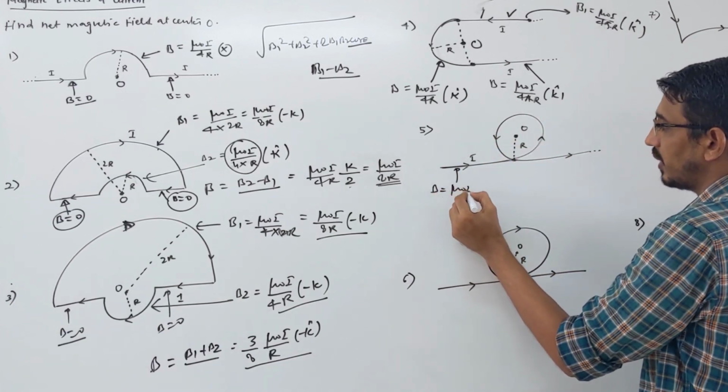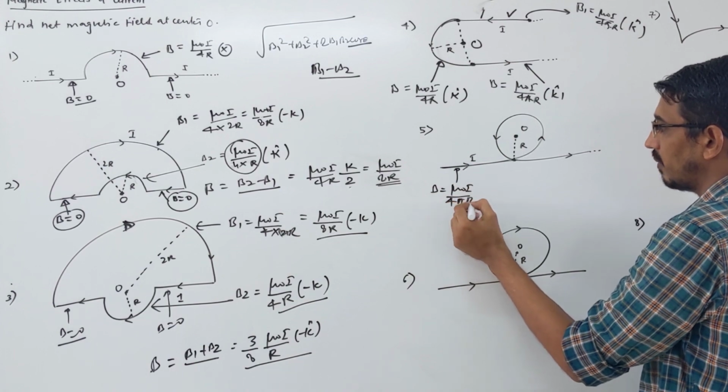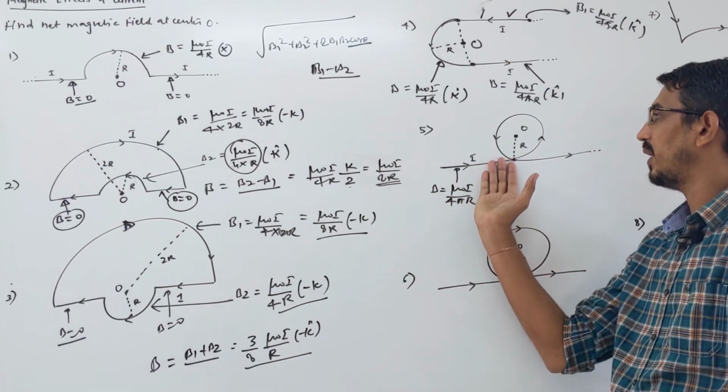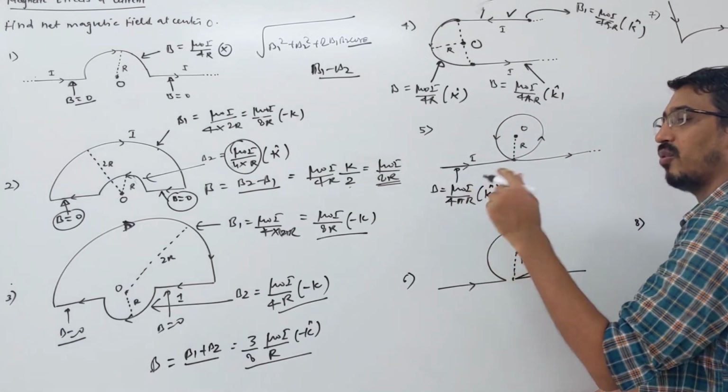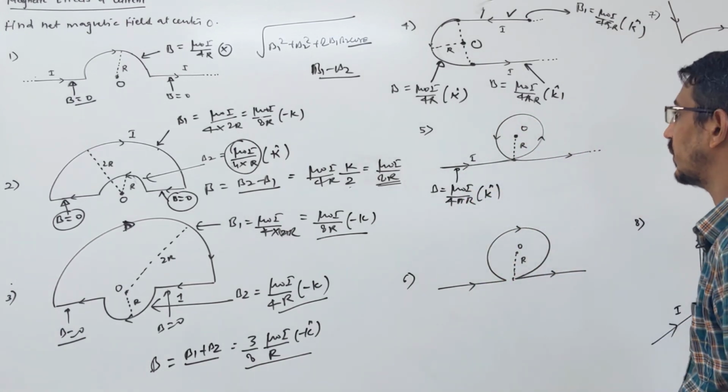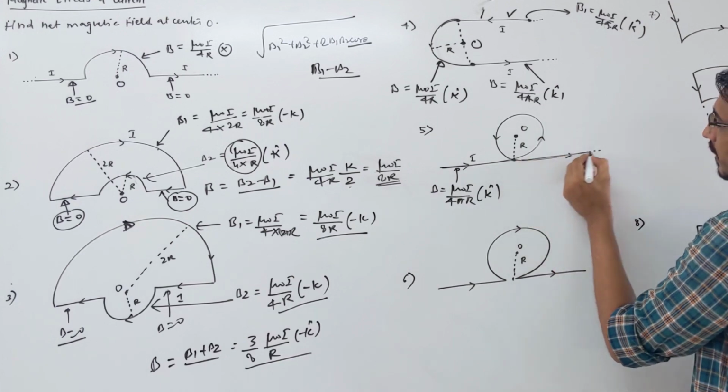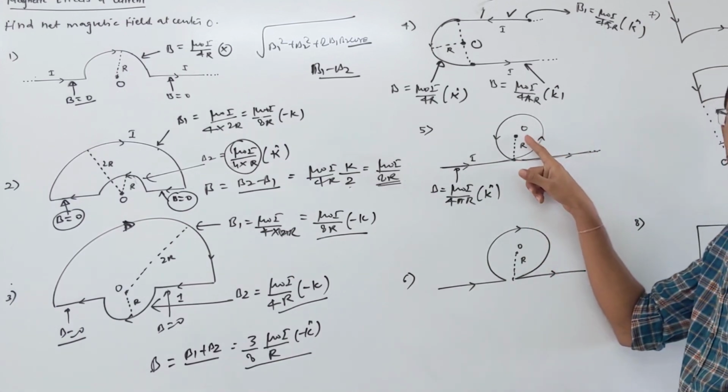B is equal to mu naught I upon 4 pi r. What is the direction of current? Grab in hand. The fingers are coming outward. So this field is K direction field, outward field. Okay. Let's talk about this wire. So this wire also, this point is the end of the wire, right?